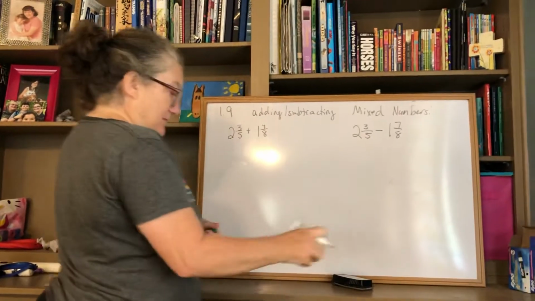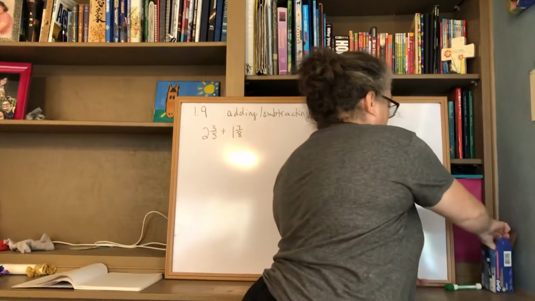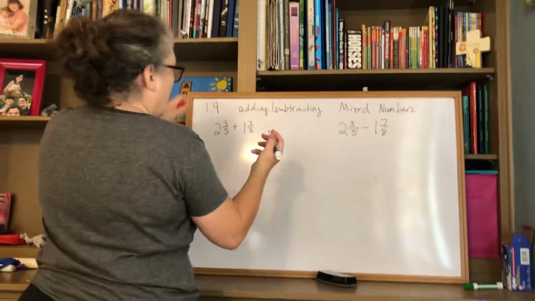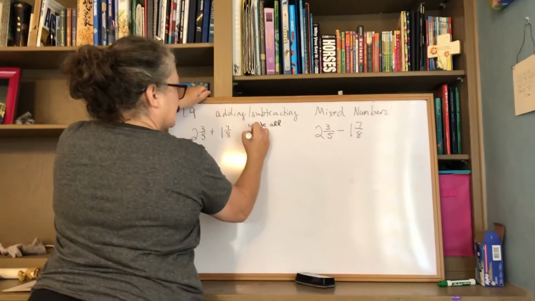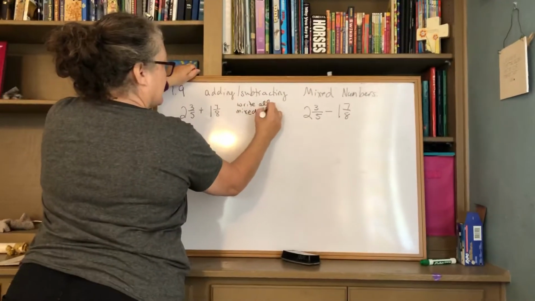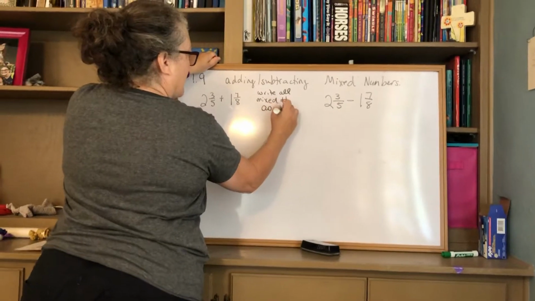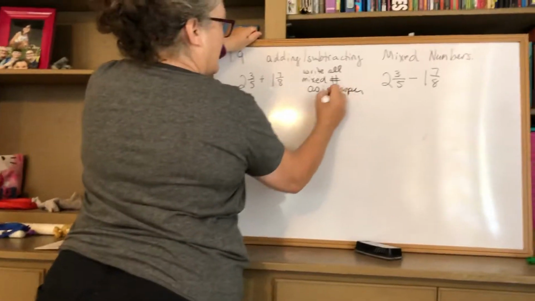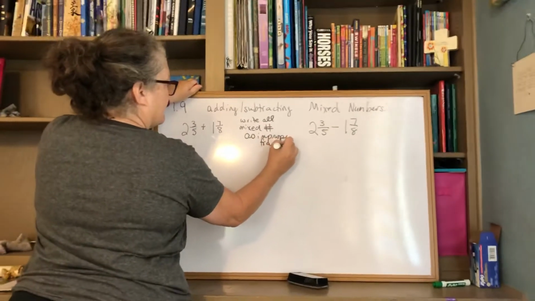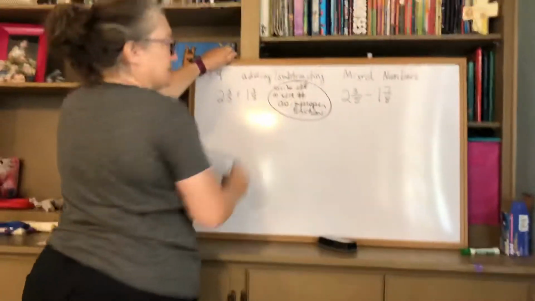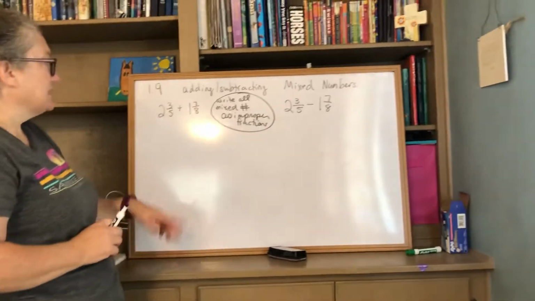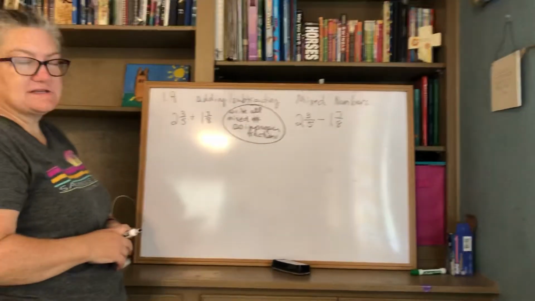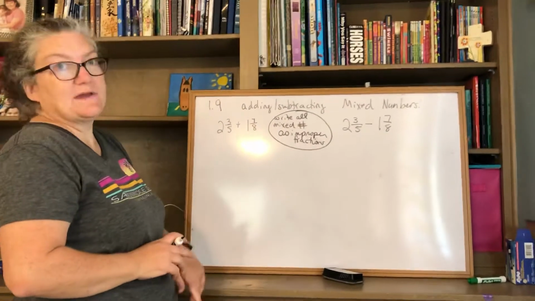Oh, that marker's dead. We're going to write all mixed numbers as improper fractions. So the first thing we're going to do, this is one method. There is a second method, but we're going to just stick with one method in this class. And we're going to write all mixed numbers as improper fractions before we add or subtract.